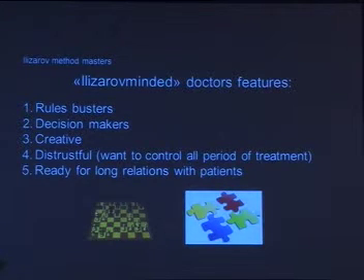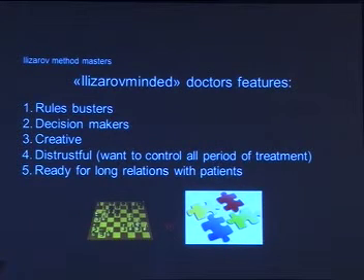About Ilizarov-minded people, I hope I am. And I hope there are a lot of Ilizarov-minded people here too. Because who are Ilizarov-minded people? People who are rule busters, who are decision makers, who are creative, distrustful, and they want to control all periods of treatment. And they are of course good people because they are ready for long relations with their patients.